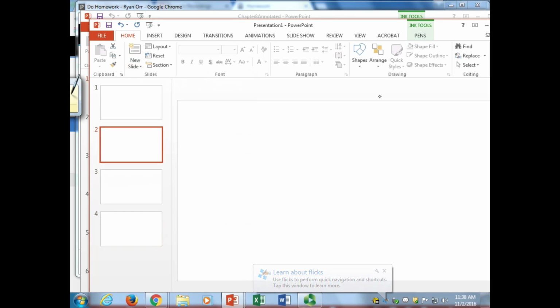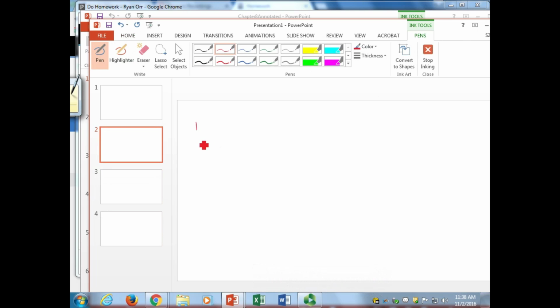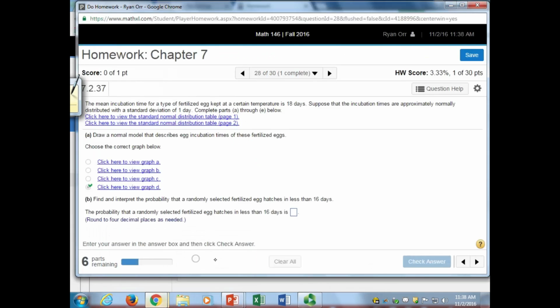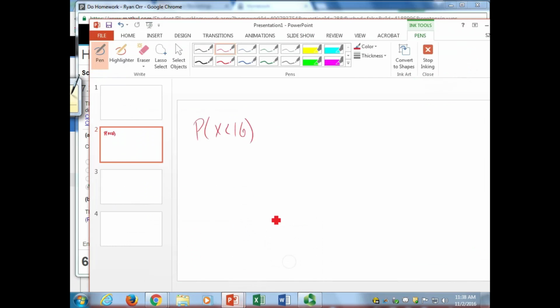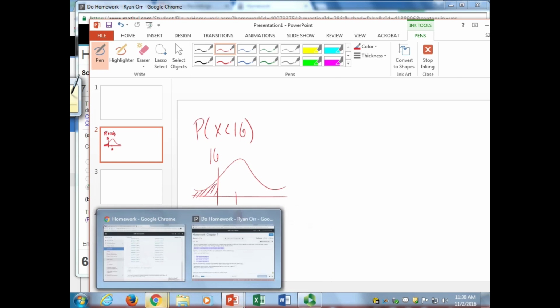Okay, so we're looking for the probability that it's less than 16. Is that what it said? With a mean of 18 and a standard deviation of 1. So it's a mean of 18. So here's 18, which is the center. 16 is down here. We're looking for something like that.